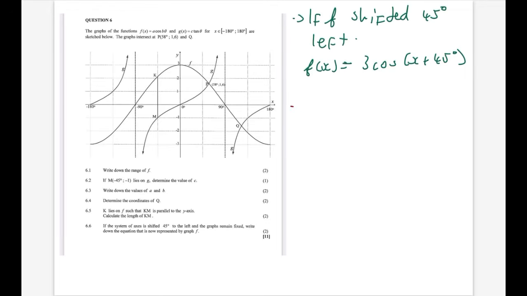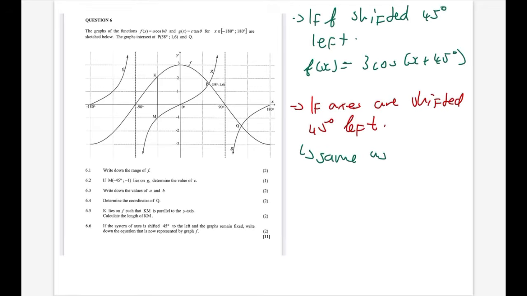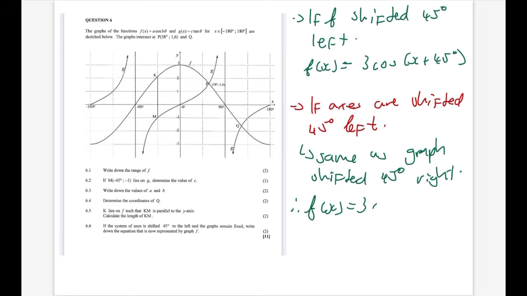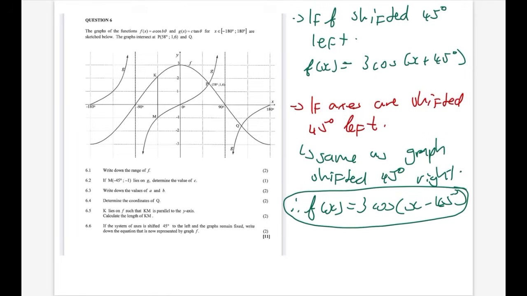Okay, so if axes are shifted 45 degrees left, the effect is the same as the graph shifted 45 degrees to the right. And therefore, the new f of x is 3 cos of x minus 45 degrees. So this is the new equation of f.